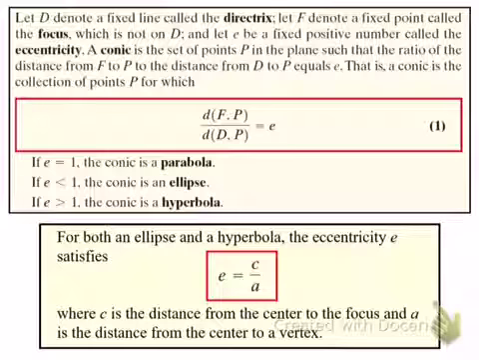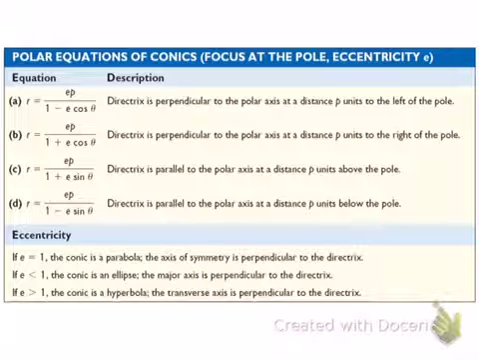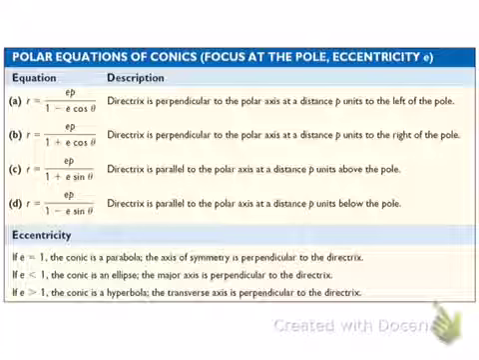Oh, sorry, one last note. This is a really useful page right here. Make sure you know all the different types, and these different forms are just depending on where the directrix is. So I did the one where the directrix is to the left of the pole, but also you can have a separate one for the right of the pole, parallel to the pole, and above or below the pole. So very useful form right here.